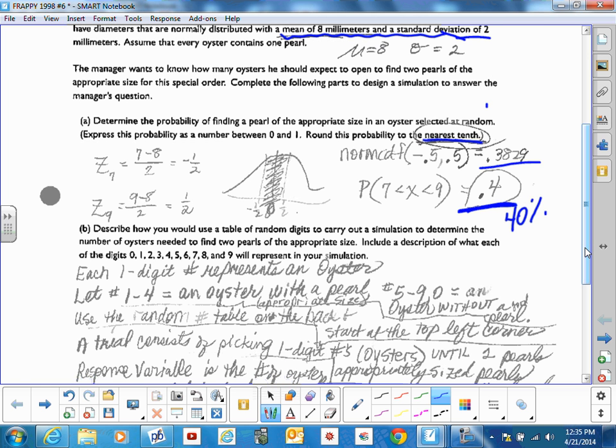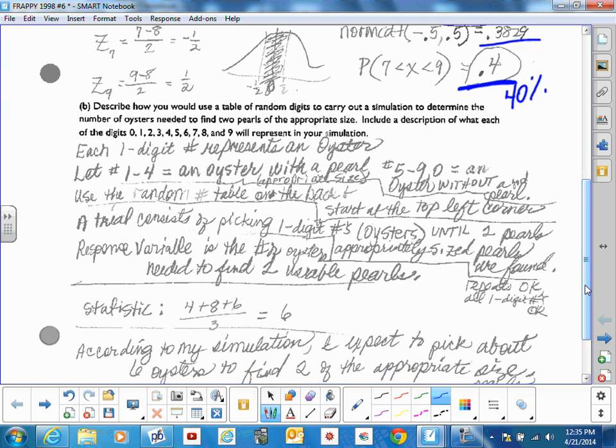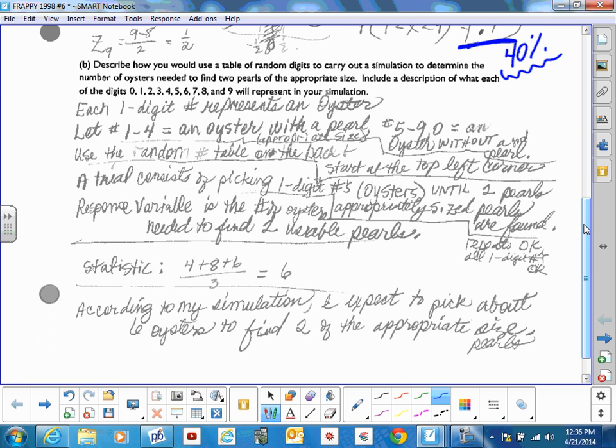So they were specific on how they wanted you to do that number, because it actually made part B much simpler. Then when we got to part B and we run a simulation, I can use 1-digit numbers. So 1-digit numbers with 4 of them representing an acceptable pearl. And the rest, 5 through 9 and 0, I said is an oyster without a good pearl. I used the random number table on the back and start at the top left corner. Trial consists of, what did they want us to do? Describe how you would use a random number digit to carry out a simulation to determine the number of oysters needed to find 2 pearls of the appropriate size. So I'm going to pick what? A set number or pick until? Pick until. Pick until you get 2.